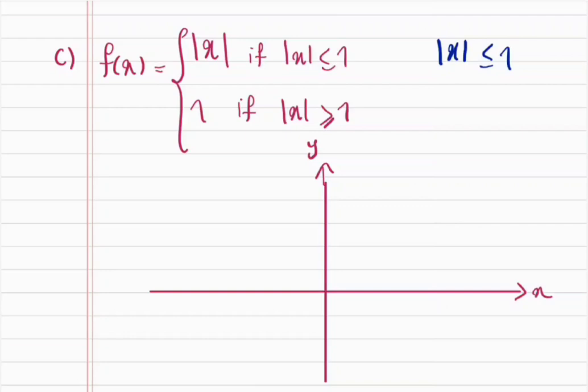This is only the case when x is between -1 and 1, because this is the only time that the absolute value of x is less than or equal to 1. Otherwise, it's going to be greater than 1. So, for example, the absolute value of negative 0.5 is just 0.5. So now this is a condition.